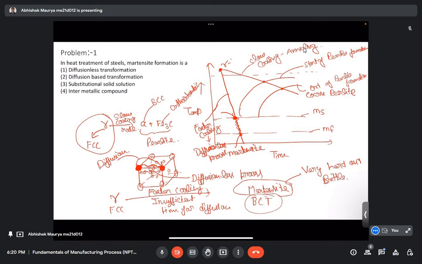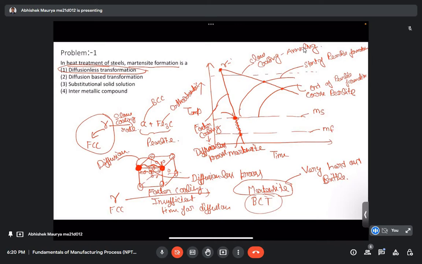So in the heat treatment of steel, if the cooling rate is very fast, then the material will get insufficient time for diffusion, and in that case martensite formation will take place. So the correct answer for this question is, in heat treatment of steel, martensite formation is a diffusionless transformation. If diffusion happens, then we will not be able to get martensite.